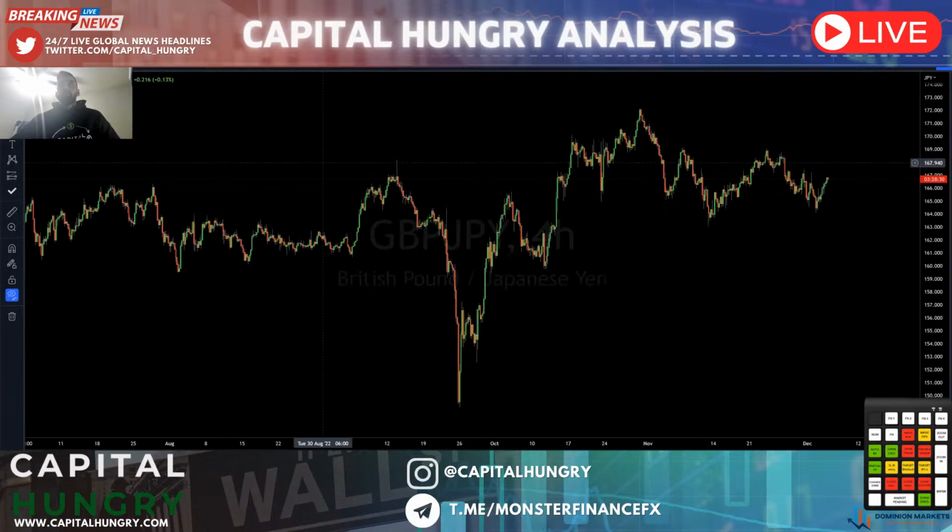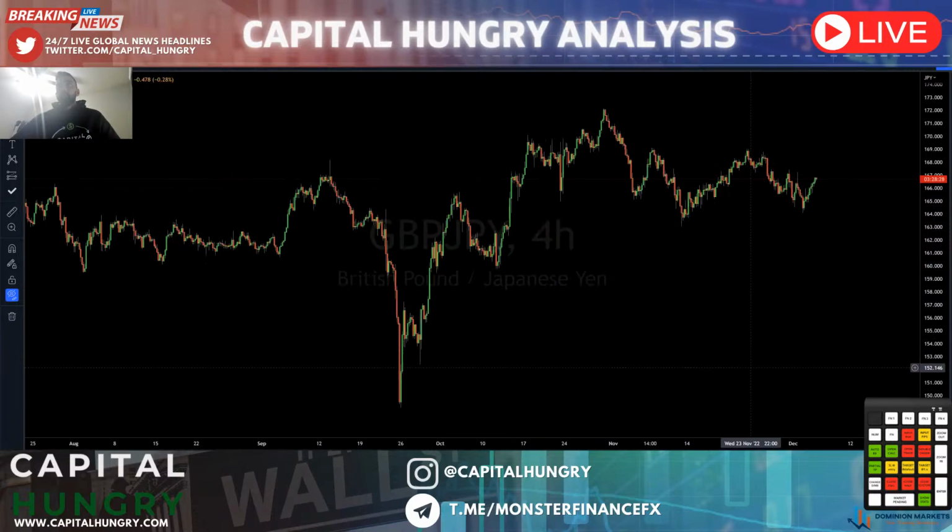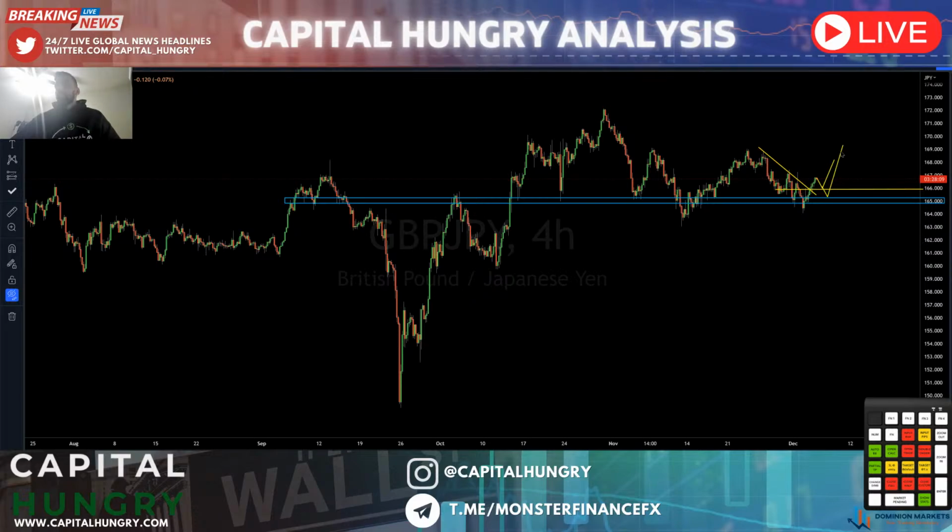Last but not least, GJ. GJ has been having some more ranging price action with the tug of war between strength in GBP as a risk currency and more demand in risk assets overall, and of course the yen having some short-term strength. As long as we're holding above this broken bearish structure at 166 and 165, I'm still potentially bullish on GJ to trend back to the 168s, 169, and 170 handle.